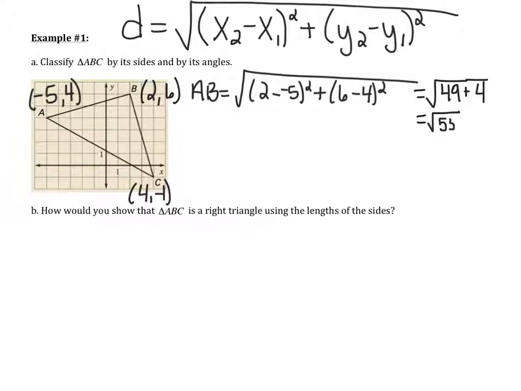That doesn't really tell me much unless I do a decimal approximation, so I'll do a little squiggly and do that in my calculator, which gives me about 7.3 units. Let's now find the distance between B and C.